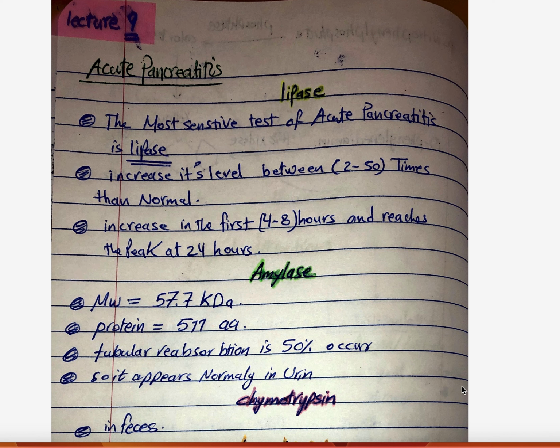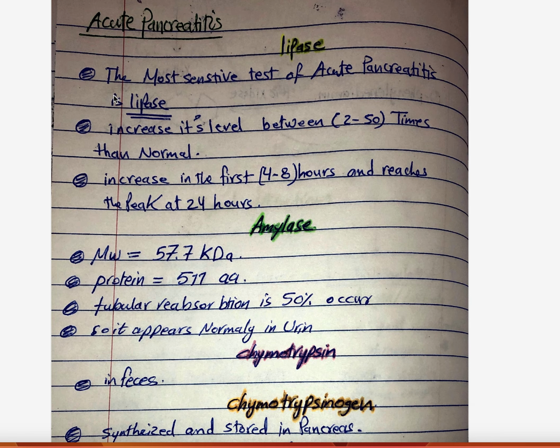But we go directly to the enzymes that are important in the case of acute pancreatitis, and the first one is lipase. The most sensitive test of acute pancreatitis is lipase, because if the concentration of lipase is 3 times more than normal, it's one of the criteria for the diagnosis of acute pancreatitis. Its level increases between 2 to 50 times the normal. So if it's more than 3 times the normal, the diagnosis here is acute pancreatitis.